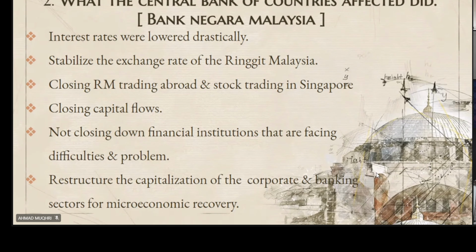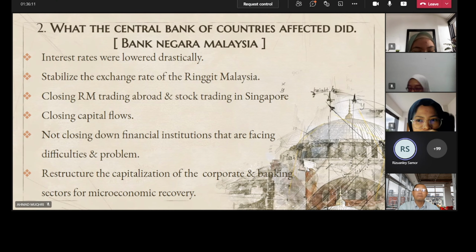Okay, I continue. BNM, Bank Negara Malaysia, took a few strategies to manage this crisis. First, make interest rates low, drastically. This is to enable companies and consumers to conduct transactions by borrowing, which will then add investment and expenses.